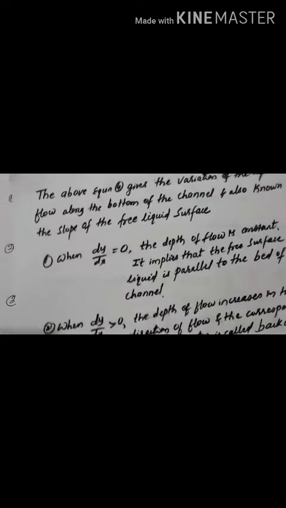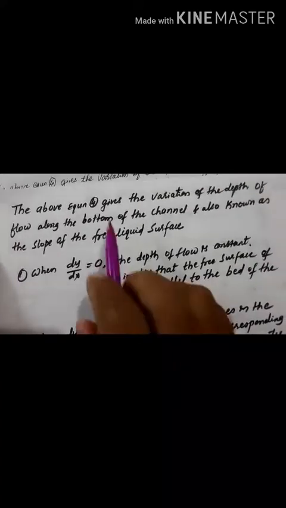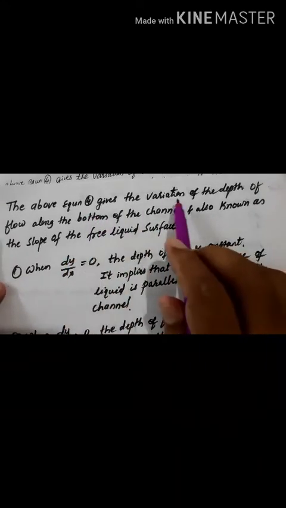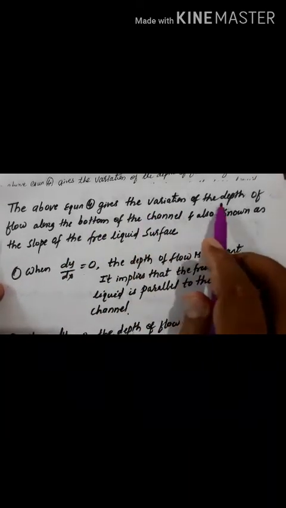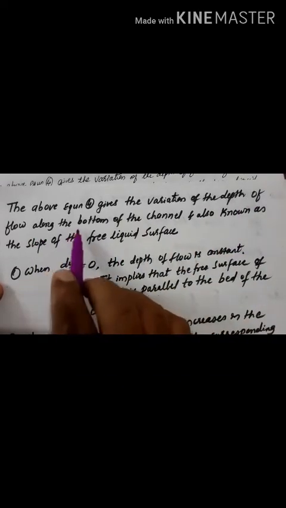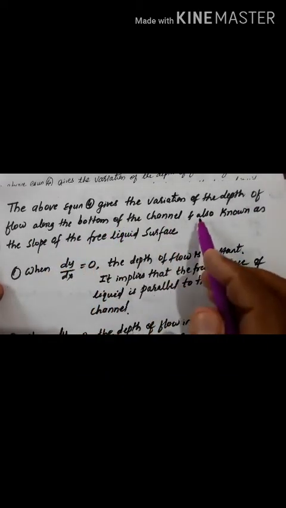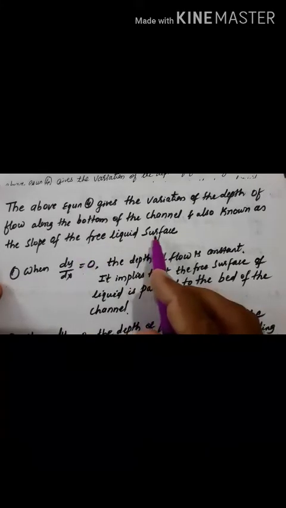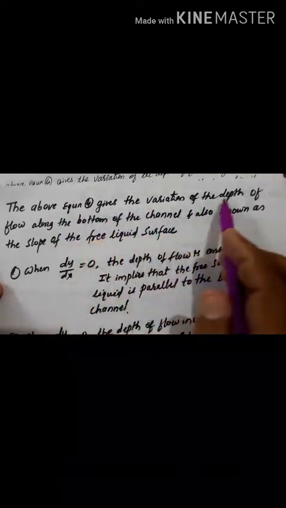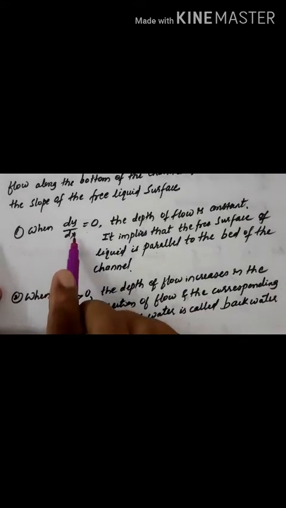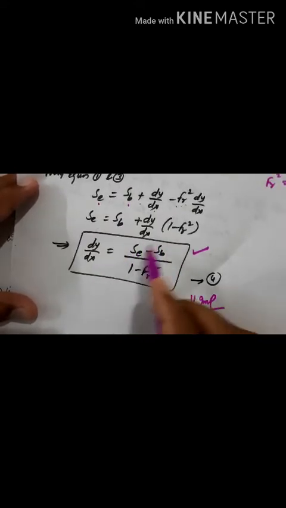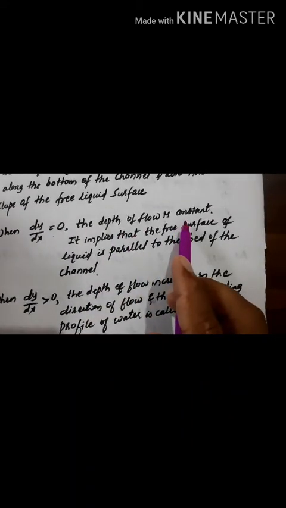So this equation implies that equation 4, the above equation, gives the variation of the depth of flow along the bottom of the channel, and is also known as the slope of the free liquid surface. Then when dy by dx is equal to 0, when this term becomes 0, what does it imply? The depth of flow is constant.